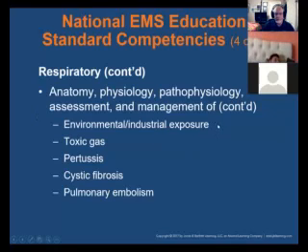At that point, you need to withdraw, get the heck out of Dodge, tell them to get him out in the fresh air, but get away from there until what? Until you can call for additional resources, which would be the fire department and the hazmat crew to come clear that scene, make sure it's safe for you. Then we'll talk about toxic gas, pertussis, whooping cough, cystic fibrosis.